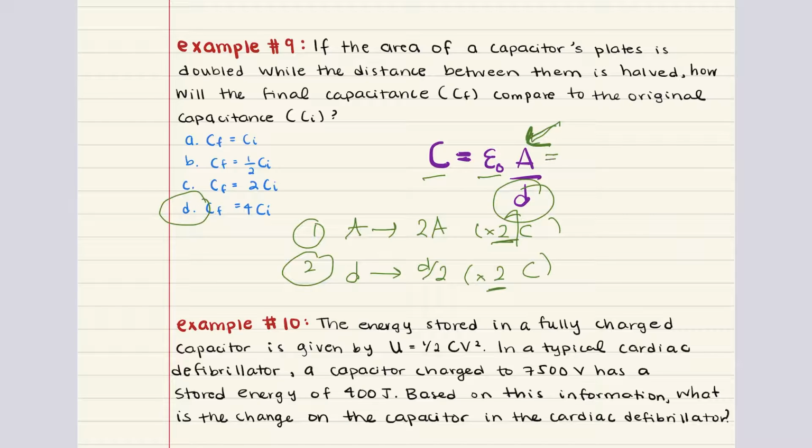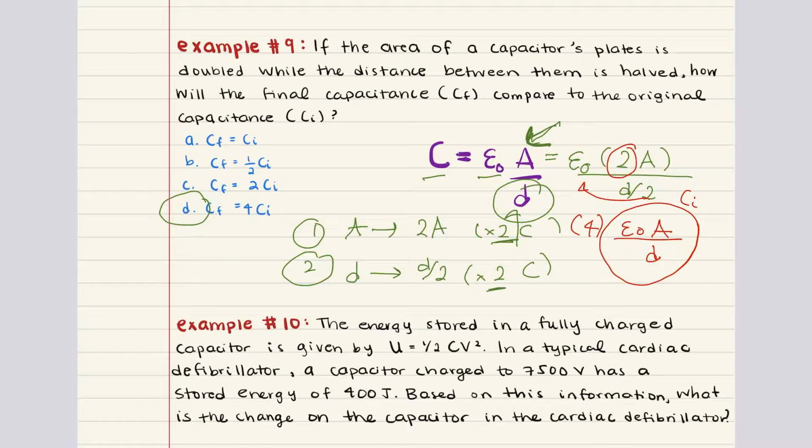You can also see this if you go ahead and plug in the new values. Epsilon naught is multiplied by the new area 2A, and it's divided by the new distance D divided by 2. This can alternatively be written as epsilon naught multiplied by area divided by D. We're going to take these constants out, and that's a constant of 4. So we have 4 multiplied by our original capacitance. So the final capacitance is 4 multiplied by the original capacitance, and the correct answer for problem 9 is D.